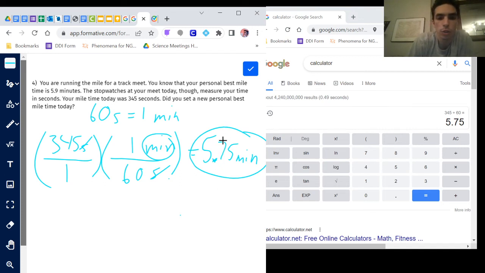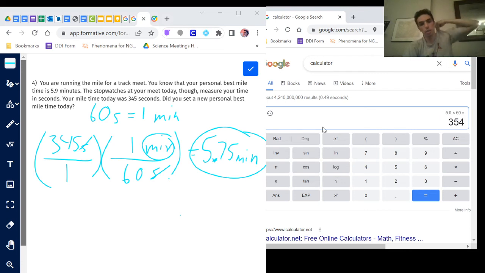So to answer this question, if your mile time was 5.75 minutes and your previous personal best or personal record was 5.9 minutes, then yeah, you did set a new personal best at this track meet. Again, you could do this going the other direction, converting these minutes into seconds for your previous best. If you did that, you would get 5.9 times 60. I won't show that, but you would get 354 seconds as your previous best.